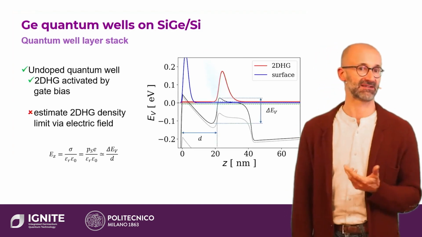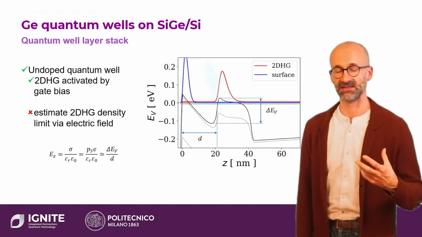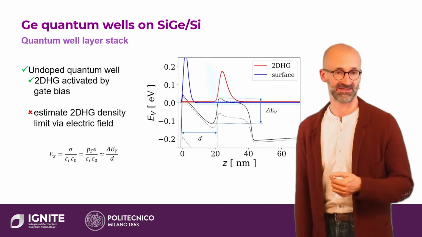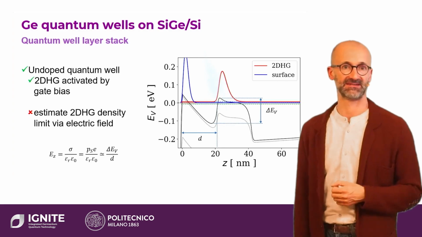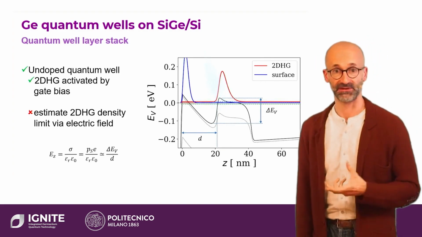We can estimate this maximum density if we consider a little bit the valence band offset between the quantum well, the pure germanium quantum well, and the cap, and we look at the spacer thickness. And there's a very simple calculation that just basically says the electric field is the valence band offset divided by the cap thickness, and that's proportional.